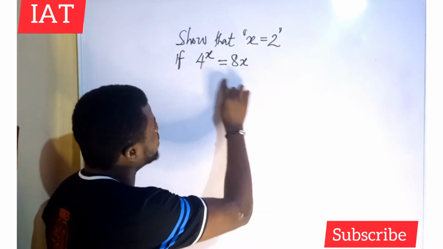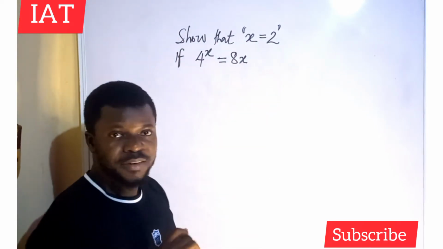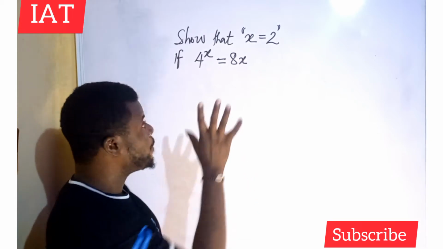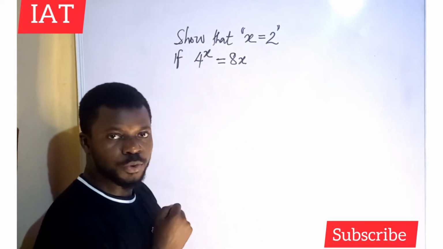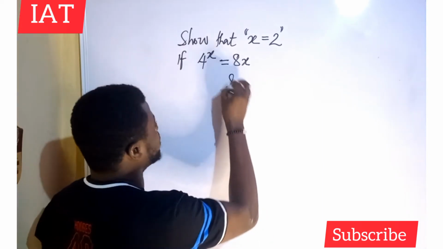If 4 to the power of x is equal to 8x, how can we solve this to the point where we observe that x is equal to 2? Can you do it? Pause the video right now and give it a go. All right, that's fine. Let's walk through this problem together.